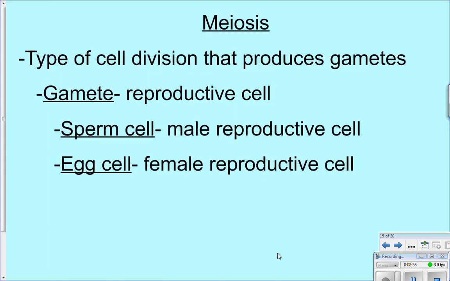The second big concept this unit is meiosis. Meiosis is a type of cell division that produces gametes. Gamete is a reproductive cell. The sperm cell is a male reproductive cell. The egg cell is a female reproductive cell. Another way to say that is a sperm cell is a male gamete. Egg cell is a female gamete.